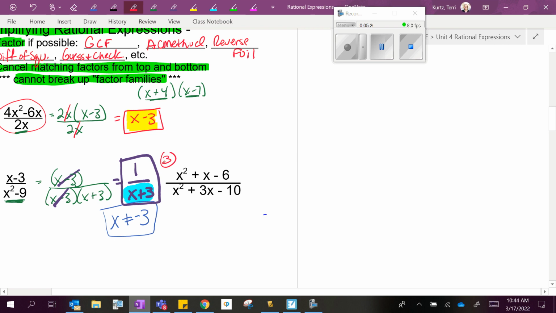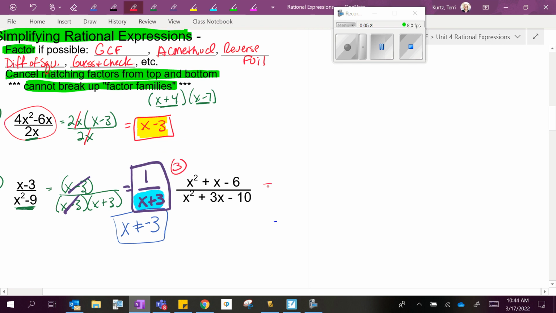So I'm just going with my pen. So let's factor the top. To factor this, I want to think what multiplies to -6 and adds to 1. So I'm going to say x plus 3 and x minus 2. Right? That will multiply to -6 and add to +1.